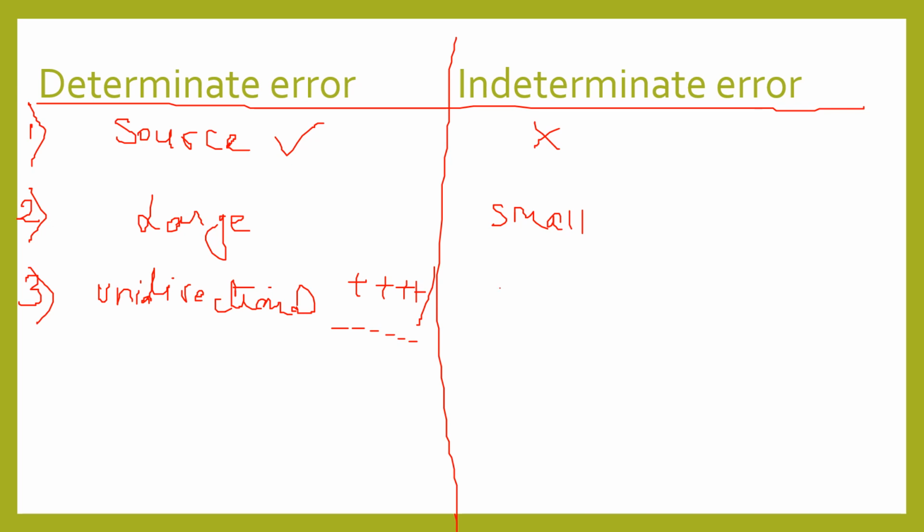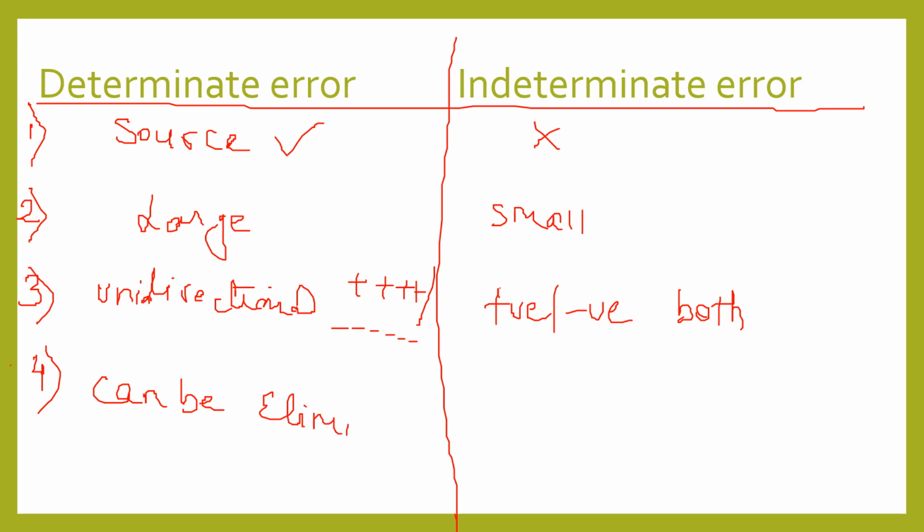Here anything can happen, both are possible. It can be positive, it can be negative. Anything is possible because you do not know from where it has come. The next point of difference is that determinate errors can be eliminated. Why? Because you know where the source is, so you can eliminate them. Here you do not know the source, so you cannot eliminate the error.